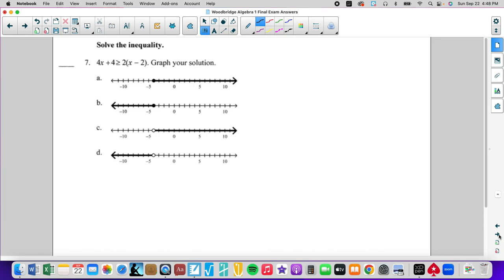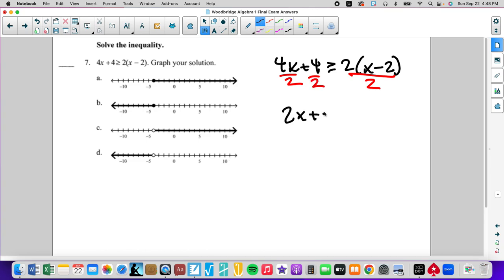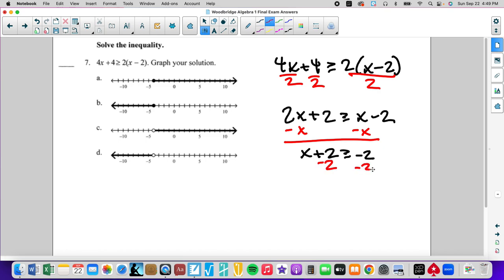Number 7, graph your solution. So we have 4x plus 4 is greater than or equal to 2 times the quantity x minus 2. I'm going to do a high school little thing here. I'm going to be smart and be efficient. I can simplify that. 2x plus 2 is greater than or equal to x minus 2. I'm going to move my variable. X plus 2 is greater than or equal to -2. I'm going to subtract 2 from both sides.